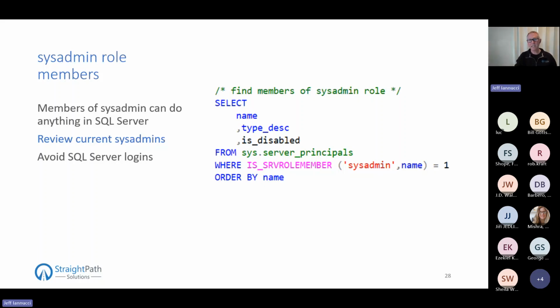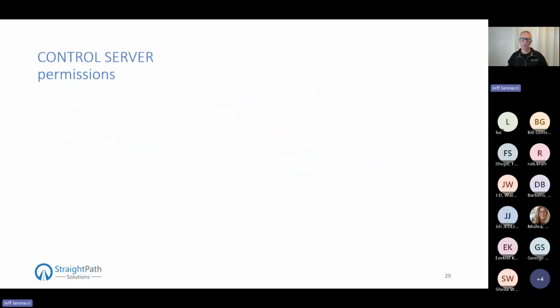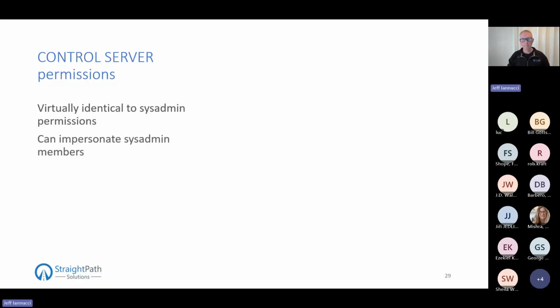Now, there's kind of a hidden sysadmin role that's called control server. Control server permissions are virtually identical to sysadmin. But the thing is, it's not a role. It's a permission that's assigned. So if you aren't looking for it, you don't know if someone has that. You can't just easily go in Management Studio and find this information. The thing about control server permissions is even though they don't have exactly the same permissions as members of the sysadmin role, they can impersonate members of the sysadmin role. And because it's not a defined role, it's often unnoticed.